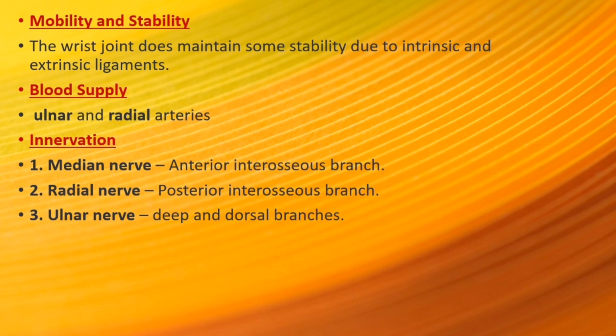The extrinsic ligaments, which include the palmar and dorsal radiocarpal ligaments and the radial and ulnar collateral ligaments, are stronger and stabilize from the radius and ulna to the carpal bones of the wrist. They are discussed above in further detail.